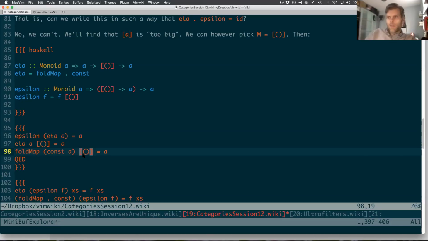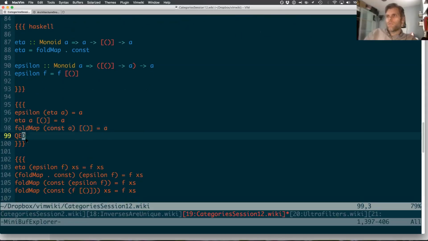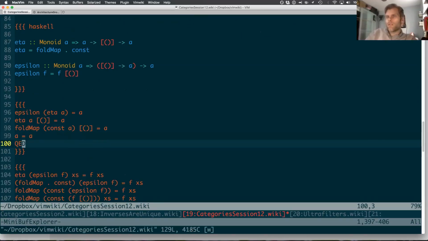And so const of A is the function that always returns A. If we map that over the 1 element list, that's going to be the list that contains just A. And if we fold map that, well, that's going to be A plus mempty, right? It's just A. And so that's proved. I guess I should say A equals A down here.